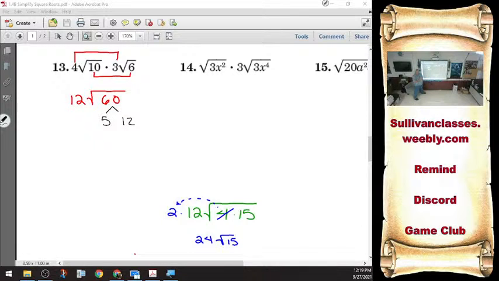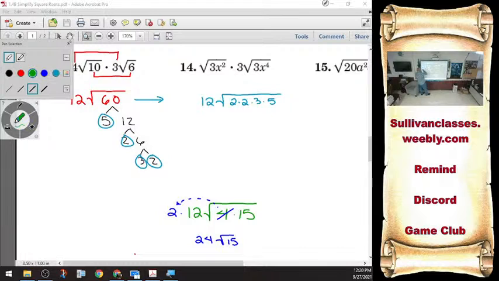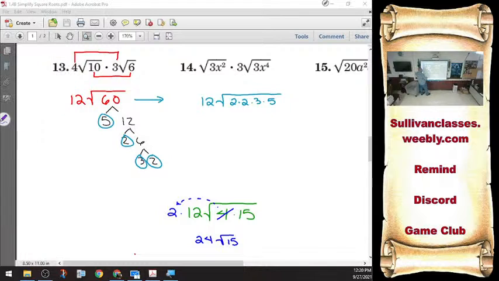Just 5 and 1. But 12 does. I heard 2 and 6. 3 and 2. So I can rewrite that now and say this isn't 12 square root of 60. This is 12 square root of everything at the ends of the branches. 2 by 2 by 3 by 5. I'm looking for pairs. Pairs of things that'll come out. There's a level 2 guard in front of the door to radical jail. 2 of them will rush the guard. Only 1 gets out alive.